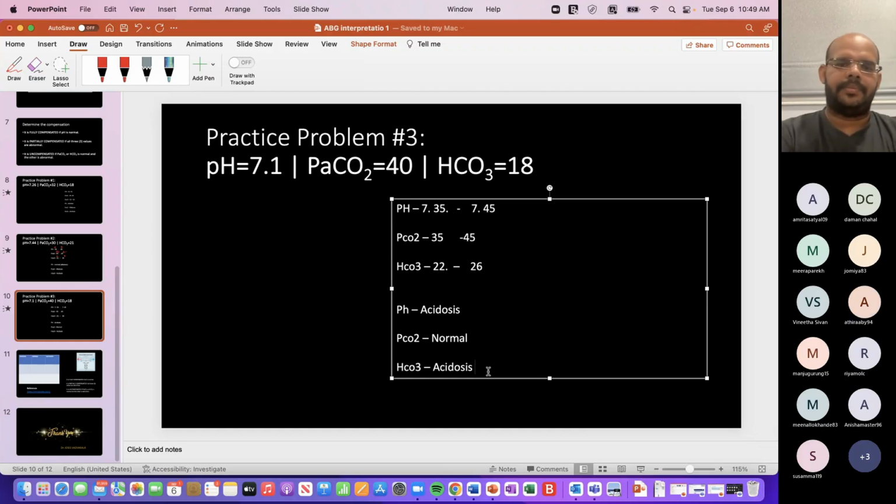So what is the problem here? It's metabolic acidosis. Metabolic acidosis, very good. And it's uncompensated metabolic acidosis. Okay, very good. Hope you all have understood acid base.